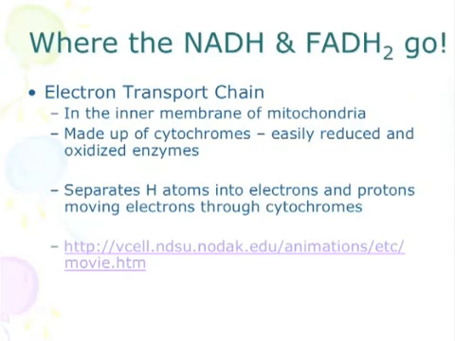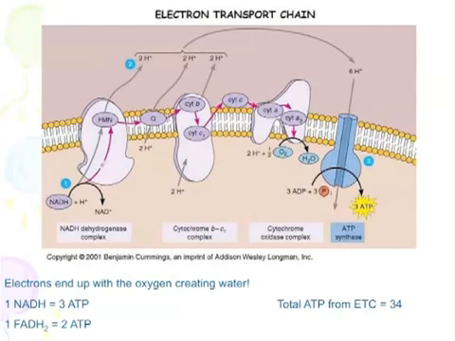Now, the electron transport chain is in the inner membrane of the mitochondria, so very convenient that the Krebs cycle occurs in the mitochondrial matrix, so they're right there for the inner membrane. And it's made up of cytochromes, which are basically just easily reduced and oxidized enzymes. And what it does is it's going to take the NADH and FADH2, take the electrons out of there, and convert them into ATP. There's an animation on this that fully describes the whole process in the 3D version. So for a further electron transport chain explanation, you can go to that video. But this is the basic picture of it.